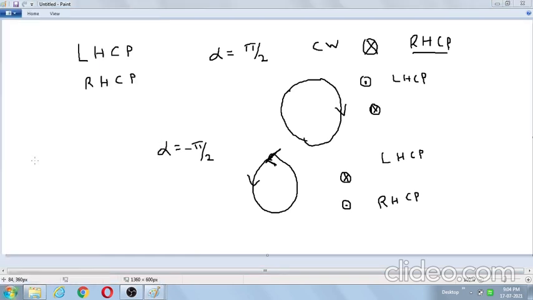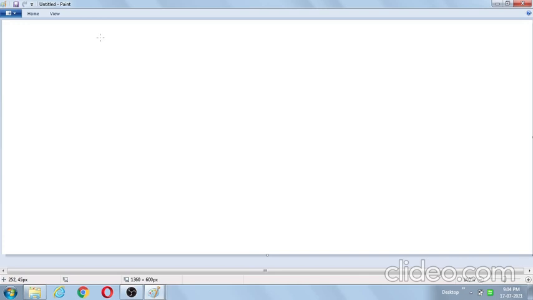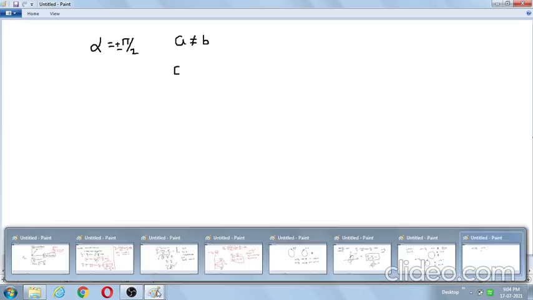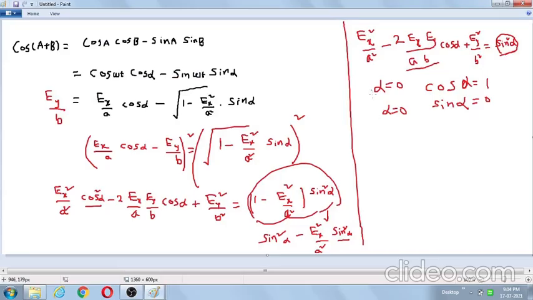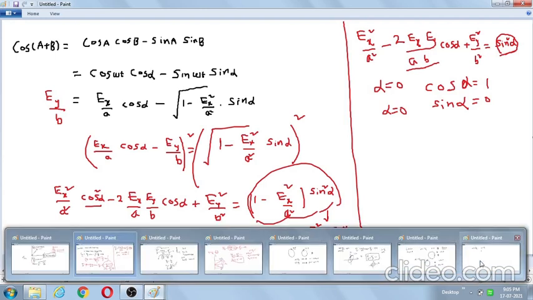Now another case. If the phase difference between Ex component and Ey component is plus or minus 90 degrees, that means plus or minus pi by 2, and A is not equal to B, what is the actual equation? I will show the actual equation once again. Ex square by a square minus 2 into Ex Ey by ab cos alpha plus Ey square by b square is equal to sin square alpha. This is the actual equation.